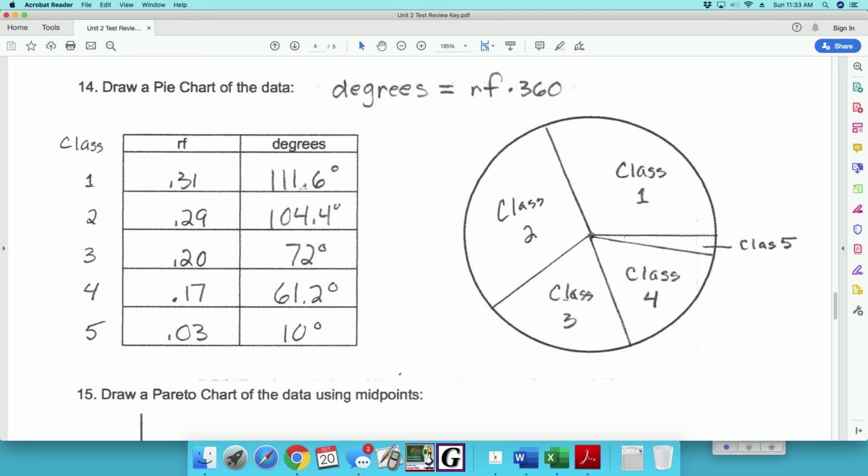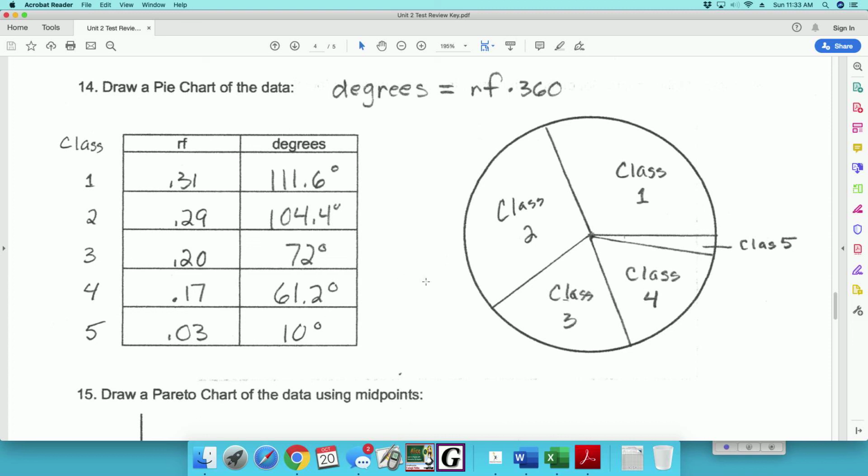So when you do the math, you get all these degrees, and then you draw the best piece of pie you can, with 110 degrees, 111.6 degrees, and this represents your data in class 1. Data in class 2, data in class 3, data in class 4. Notice this slice of pie is only 10 degrees. Class 5.